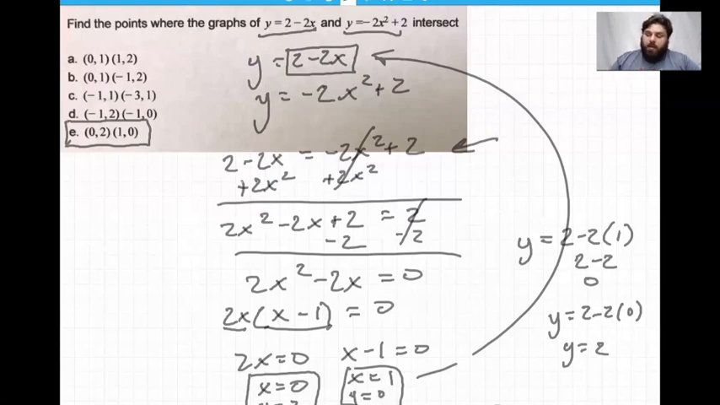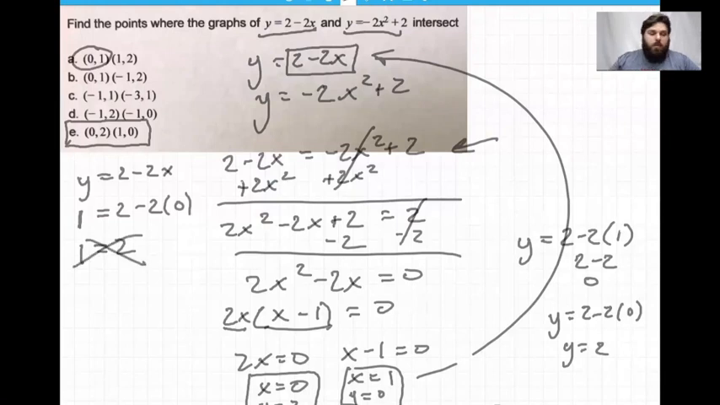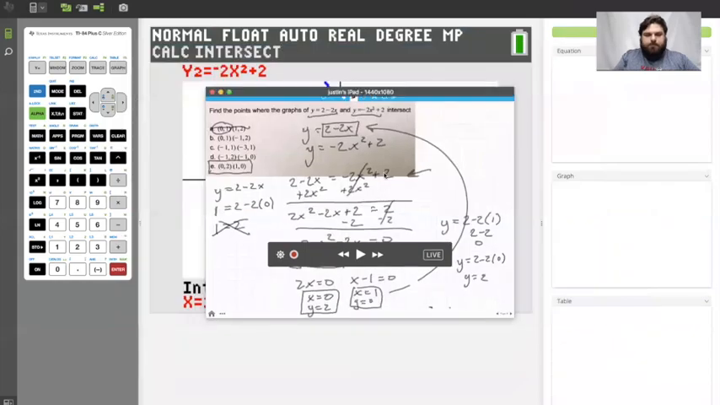Like, for example, 0, 1 in choice A, plug it in. When you plug in to the first equation, y equals 2 minus 2x, you plug in 0 for x, you should get a 1 for y. So 1 equals 2 minus 2 times 0. This should be true. 1 equals 2 minus 0. So that's not true, which means 0, 1 is not a solution. So you can say it's not A. You could go through this process and test all these points and eliminate choices until you get to the one that has the ones that work. But I still think the fastest way is with the calculator.